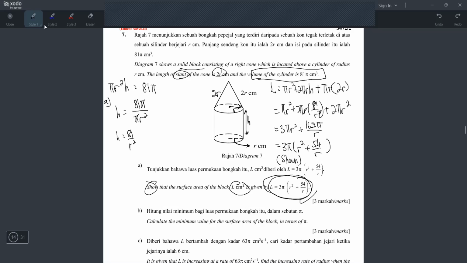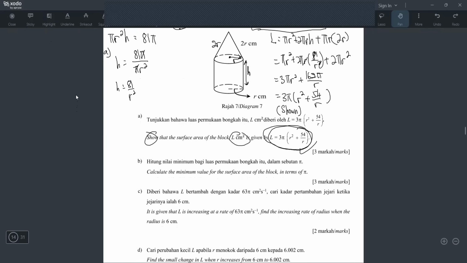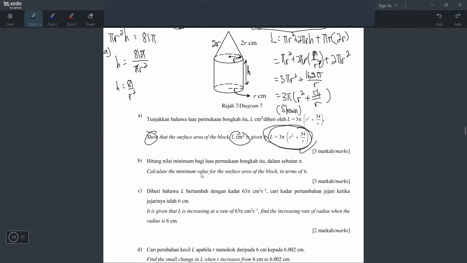Okay, now we do B. Okay, let's scroll down a bit. Okay, let's look at B. Calculate the minimum value for the surface area of the block in terms of pi. The keyword here is minimum. So if it's a differentiation question and you see this word, minimum, maximum, turning point, what you will do? Differentiate equals 0. Please remember this. All right.